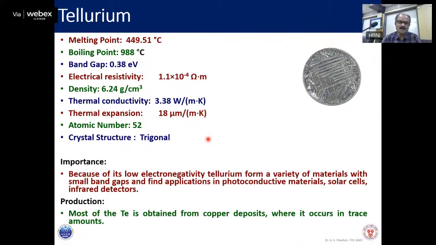What is its importance? Because of its low electronegativity, tellurium forms a variety of materials with small band gaps and finds applications in photoconducting materials, solar cells, and infrared detectors. Most of the tellurium is obtained from copper deposits, where it occurs in very trace amounts.